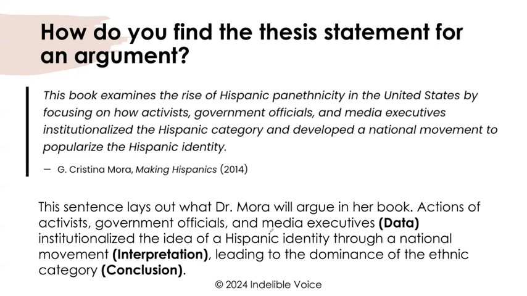This sentence lays out what Dr. Mora will argue in her book. And I'll walk you through how I see the D plus I equals C formula being used here. So the data are actions of activists, government officials, and media executives. We assume she's going to be looking at anything from archives to doing interviews, but she's going to be writing about actions, maybe collective actions. Institutionalize the idea of a Hispanic identity through a national movement. That's her interpretation, right? That's what she argues the data adds up to. And what does this lead to? This leads to the dominance of the ethnic category of Hispanic. So if you've ever wondered where this kind of weird idea of being Hispanic has come from, here's the book that you should definitely read.